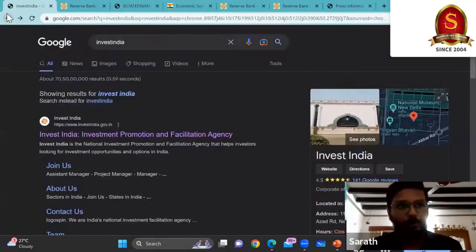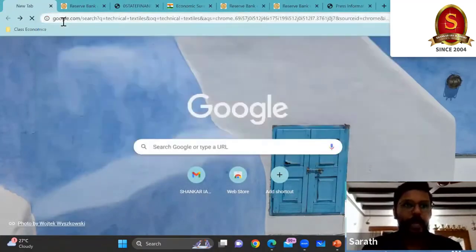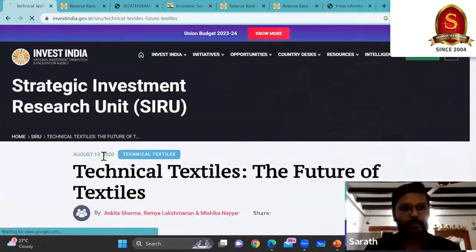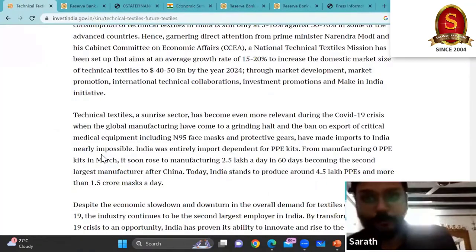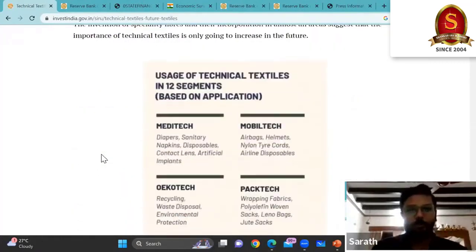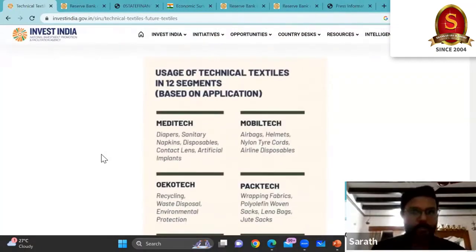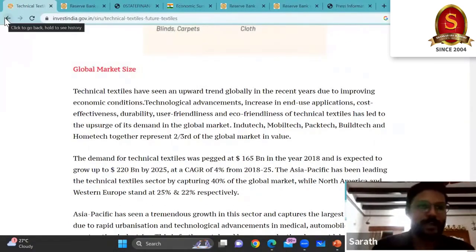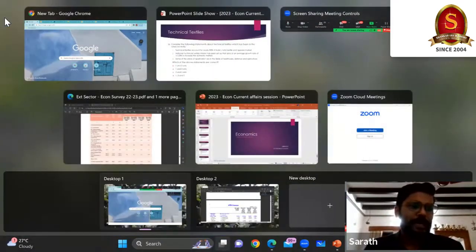Investindia.gov.in. But more specifically, you can search just technical textiles, and the best source of information that you have is from this website, the future of textiles, technical textiles. Important because the Prime Minister himself made a lot of comments about this, and a lot of key government comments have been about focusing on technical textiles. So it has an overview, where are the various segments where it is used. From a science and tech perspective itself, these are the main segments and applications where it can be used. So it becomes very important. Just read up generally about this. The numbers, rate of growth and all those may not be as important, more from a science and tech perspective than from an economic perspective.